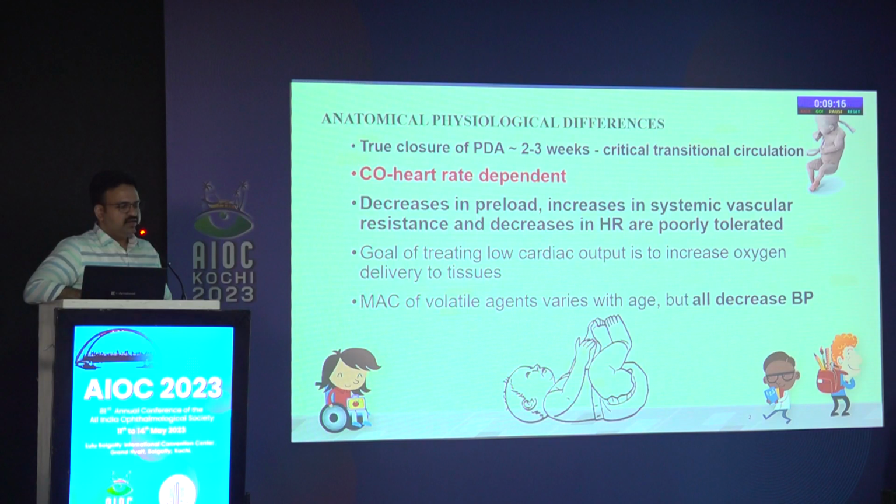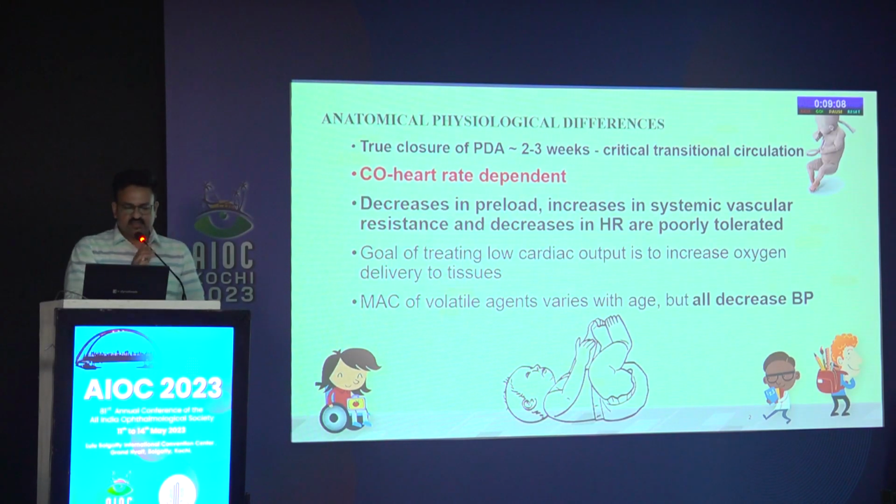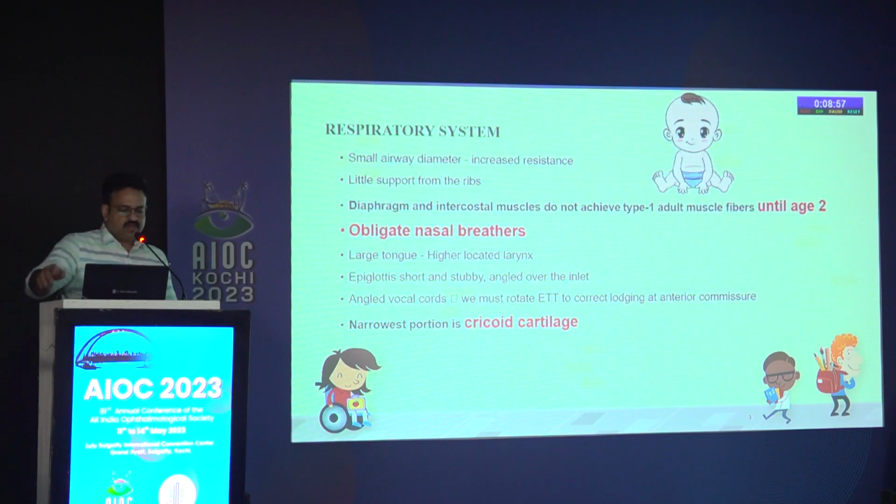And the goal of treating low cardiac output is to increase the oxygen delivery to the tissues. With our volatile anesthetic agents, the minimum alveolar concentration of these agents for effective anesthesia varies with age, but all decrease the BP. Now coming to the respiratory system, the diaphragm and intercostal muscles do not achieve type 1 adult muscle fibers until the age of 2. That means up to 2 years, the kids have an immature muscular system, and most of them are obligate nasal breathers. And as we all know, the narrowest portion is the cricoid cartilage.